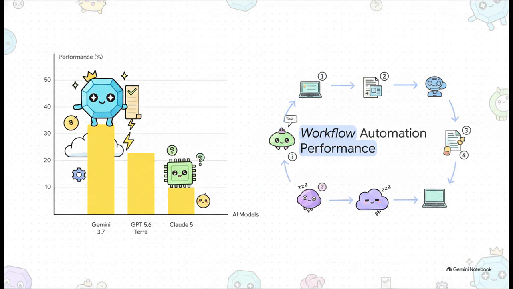When it comes to complex enterprise workflow automation, Gemini 3.7 Flash is sitting at a dominant 30%. Just to give you some context, the previous 3.6 model was way down at 17%. This new one absolutely crushes its main competitor, GPT 5.6 Terra, which is at 23%, and it leaves Claude's Sonnet 5 in the dust at 10%. Basically, Gemini is now 2 to 3 times better at taking one single prompt, breaking it into a bunch of tiny tasks, and knocking them out flawlessly.